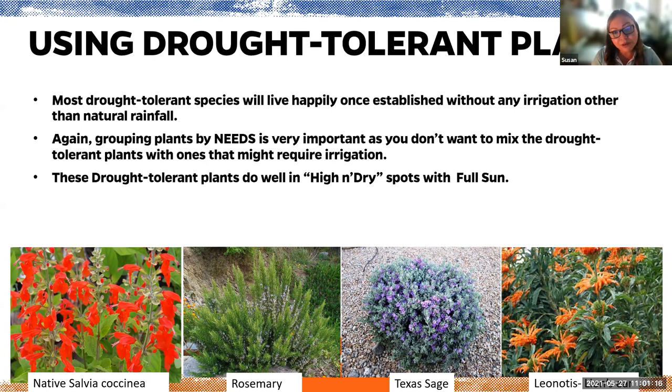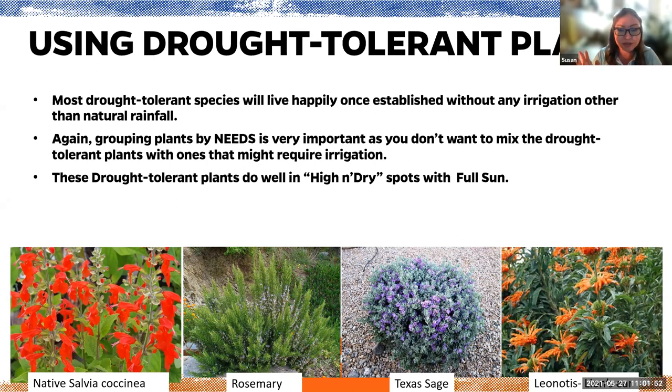So all of these plants below will do very well in kind of high and dry spots with full sun. There's a native Salvia coccinea that's beautiful. It's a wildflower that gets quite tall, reseeds itself merrily and enthusiastically. Rosemary, the culinary herb, actually can be a landscape plant component. It smells wonderful. You can go out there and grab parts of it to use in your cooking whenever you'd like, but really good plant for these high and dry spots without regular irrigation.